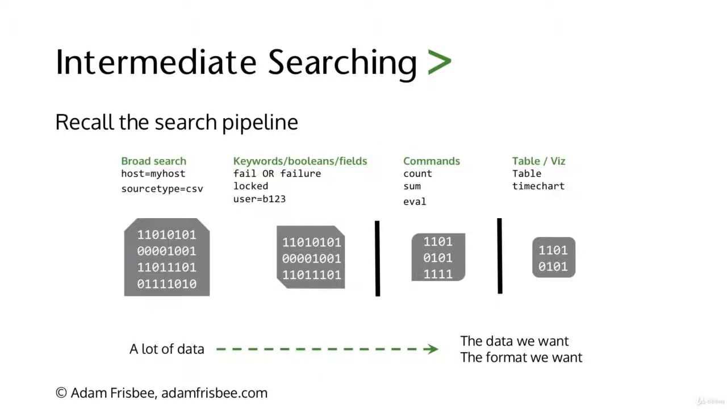Remember, we start with a broad search, some sort of metadata search, like host equals my host, source type equals CSV, something like that. Then we can add in keywords, booleans, and fields: user equals B123, keywords like locked, Boolean expressions like ORs and ANDs or NOTs. Then we can pipe that to some commands like count, sum, eval, and finally we can pipe that to some sort of table or visualization.